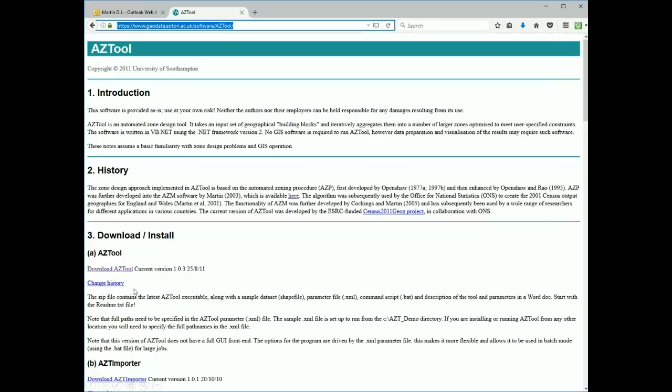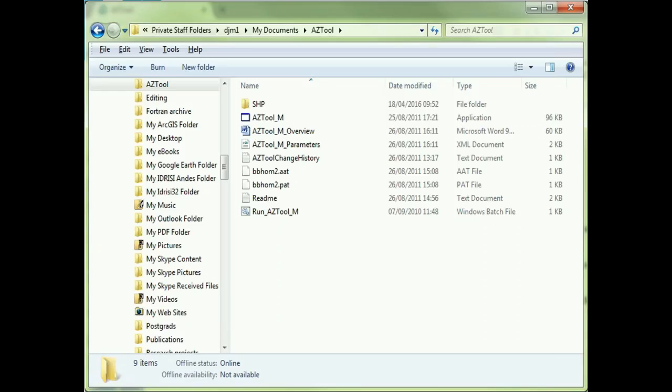There are 2 pieces of software that you'll get from that page, AZTool itself, and an AZTool importer which will bring in a shapefile from GIS. There are also some README files and other useful material on that page, including an email address that you can contact us on.